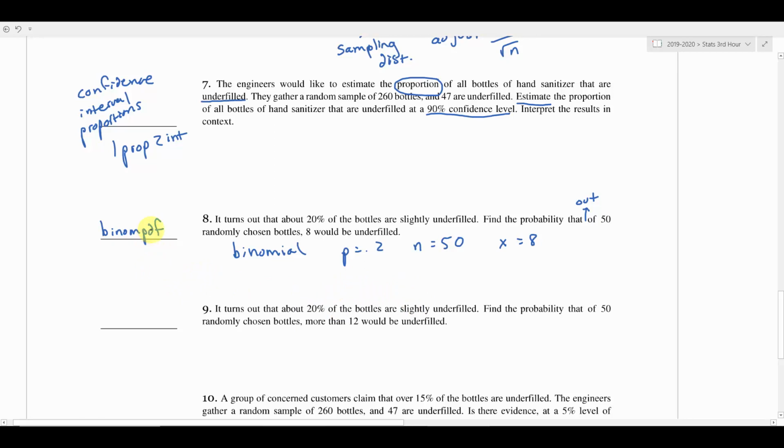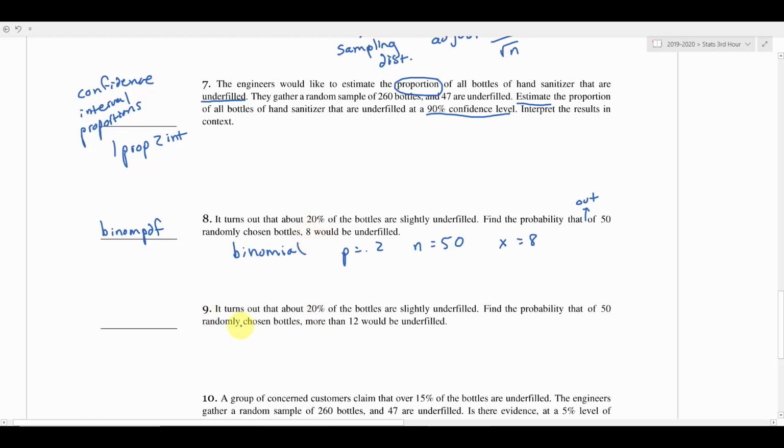So remember, CDF adds up the probabilities from that distribution from one point to another. A binom PDF simply gives us the exact probability for a certain value. Okay, so that's how I knew that was a PDF, because they wanted to know exactly 8.